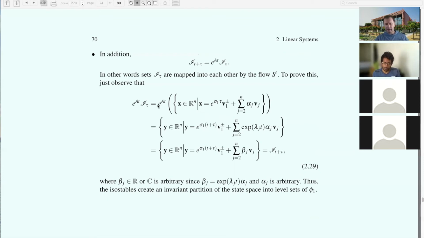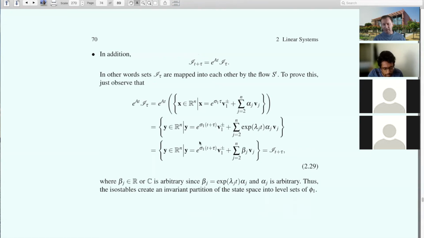And so how does e to the At act on this? Well, acting on X really means acting on this expression here. These are eigenvectors. So for each of them, e to the At acting on the eigenvector is going to produce e to the lambda j t. So in the case of the first one, that's e to the sigma 1 t. In the case of the rest of them, e to the lambda j t. But if you look at that expression, that's e to the sigma 1 t plus tau. And that gives you just another, quote unquote, tau. And beta j's are arbitrary.